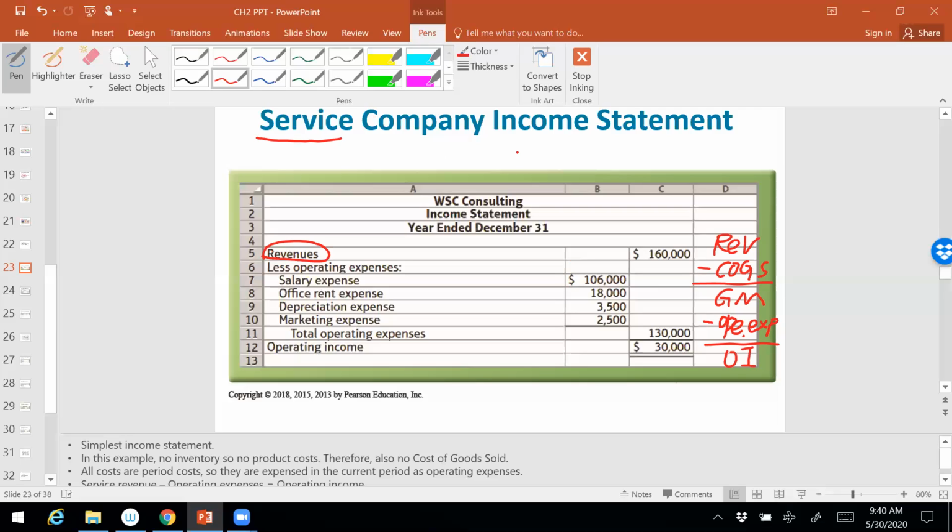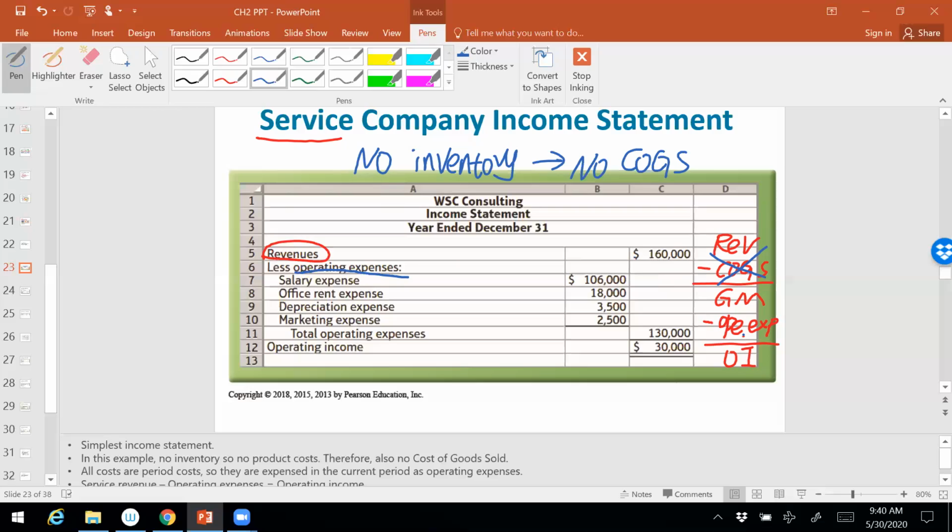So for service company, they don't have inventory. If they don't have inventory, they will have no cost of goods sold, right? So we don't even have this part. We don't have product cost. We don't have inventory. We don't have cost of goods sold. So what you will say is revenue, subtract all the operating expense.